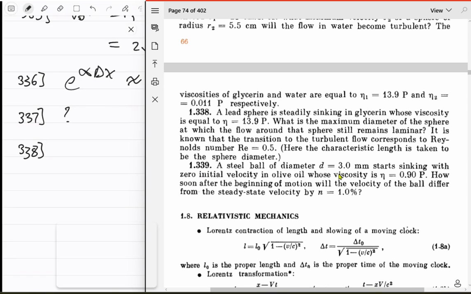Okay, 339 is actually doable because it only involves viscosity and nothing about turbulence, right? So 339 is doable, but 338, okay, the characteristic length is taken to be the sphere diameter. What is this? Okay. So what is our u that we put? I think the speed of the sphere. I think. Okay. Wow, this is just so bad.